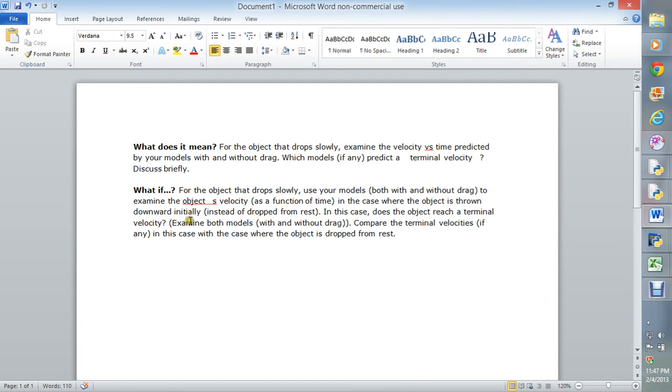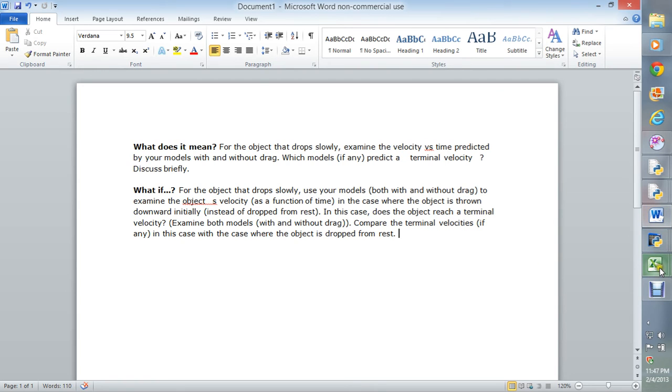And then the what if question: for the object that drops slowly, use your models both with and without drag to examine the object's velocity as a function of time in the case where the object is thrown downward initially instead of dropped from rest. In this case, does the object reach a terminal velocity? Examine both models with and without drag. Compare the terminal velocities, if any, in this case with the case where the object is dropped from rest.